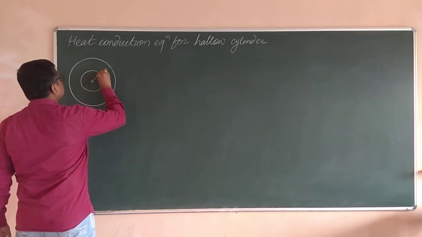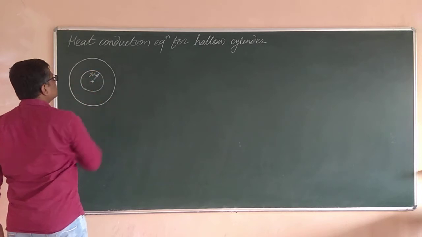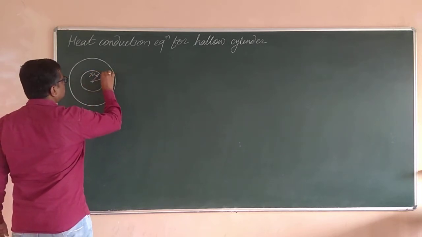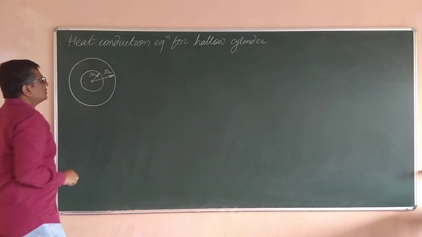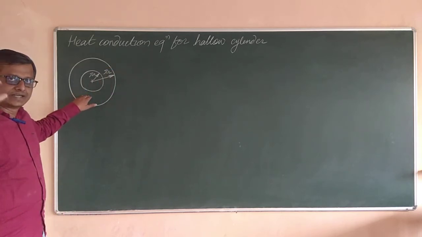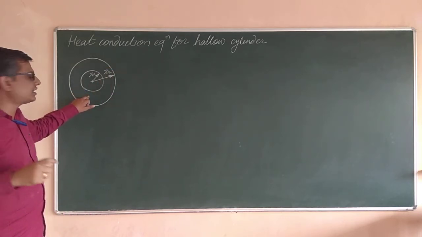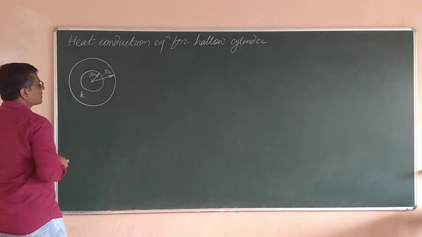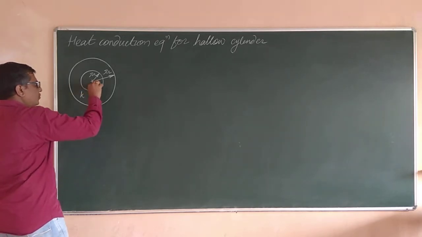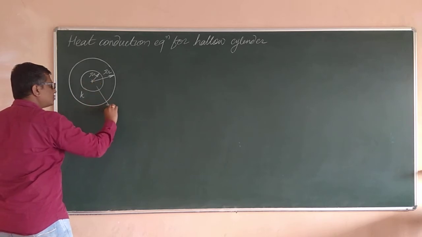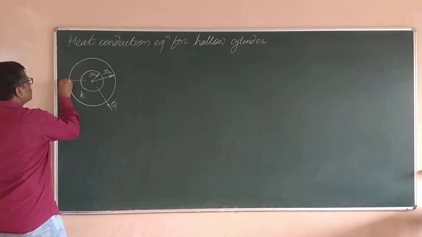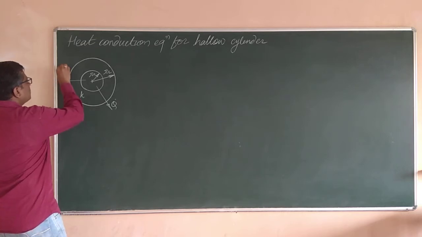The inner radius is, let us say, R1. R1 is the inner radius and R2 is the outer radius. This cylinder is made up of a certain material, and that material has a thermal conductivity K, and the heat is flowing only in the radially outward direction. This is Q dot. The heat is flowing in the radially outward direction, that is Q dot.